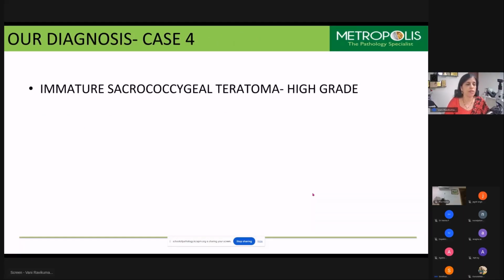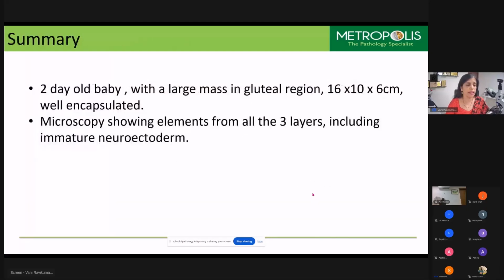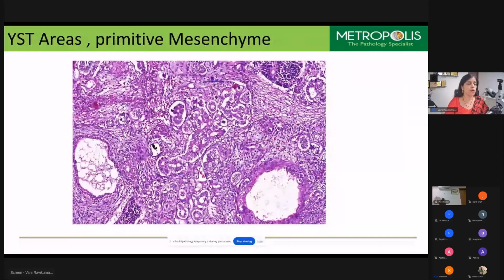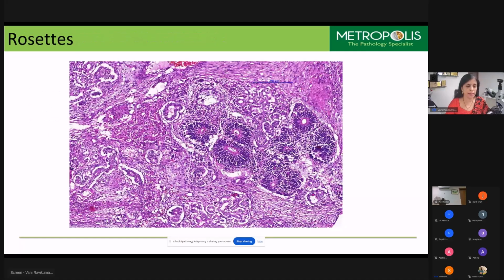So our final diagnosis for case 4: immature sacrococcygeal teratoma, high grade. So we have given the grade also for this kind of teratomas. IHC, we have not done the IHC for this case, but as Vidya already mentioned, we could do SALL4, SOX2, glypican-3 to demonstrate neuroectoderm, and AFP to demonstrate the yolk sac tumor-like areas.